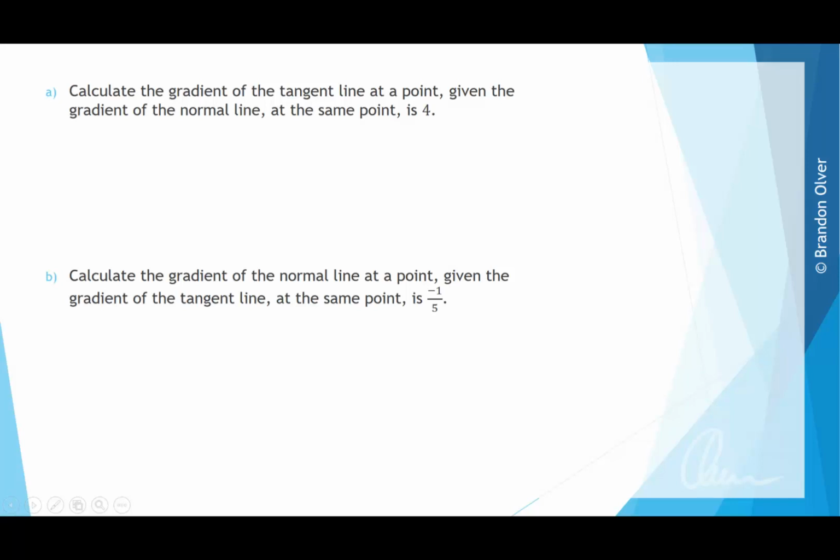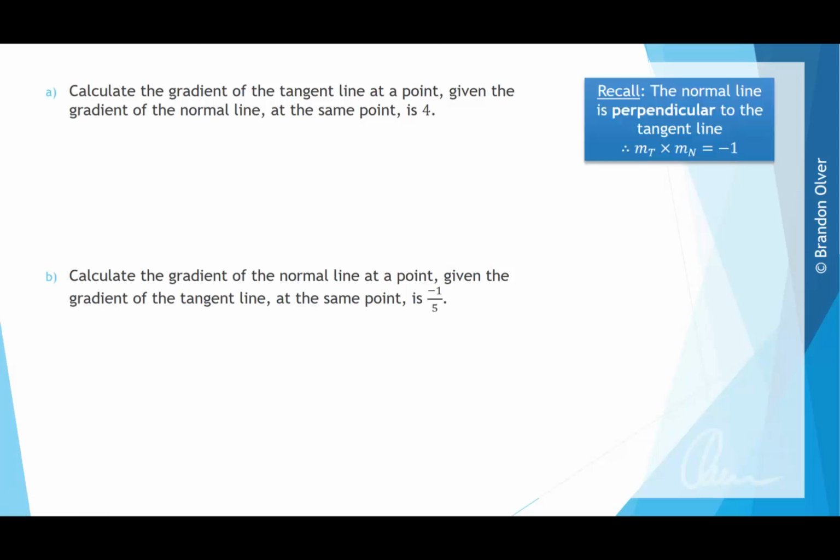Calculate the gradient of the tangent line at a point, given the gradient of the normal line at the same point is 4. So the first thing we need to do is recall that a normal line is perpendicular to a tangent line. So that means that the gradient of the tangent times the gradient of the normal line is equal to -1. So in this case, we've been given the gradient of the normal line.